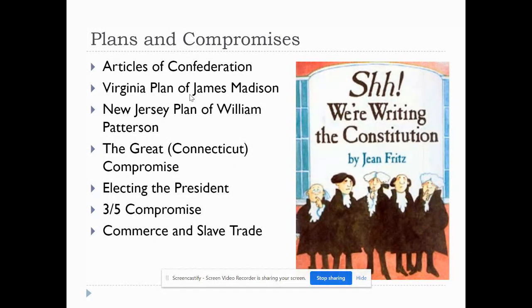Now, New Jersey puts out their own plan by William Patterson, and William Patterson of New Jersey basically says, hey, what we've been doing is not bad. We can have one vote per state in a unicameral Congress. The difference is we have to give more powers to that Congress.